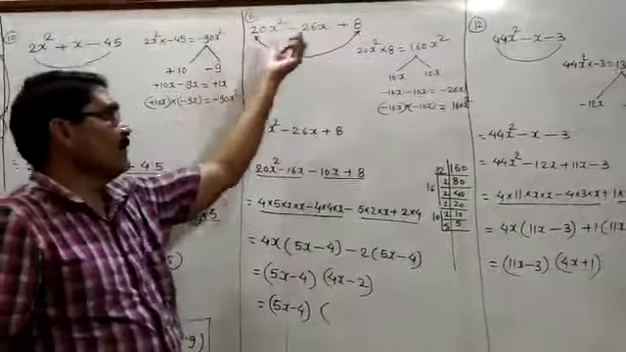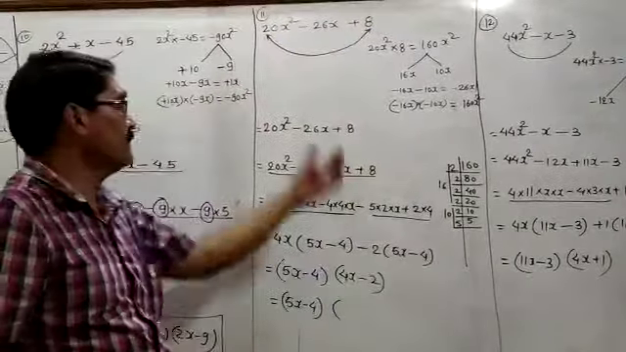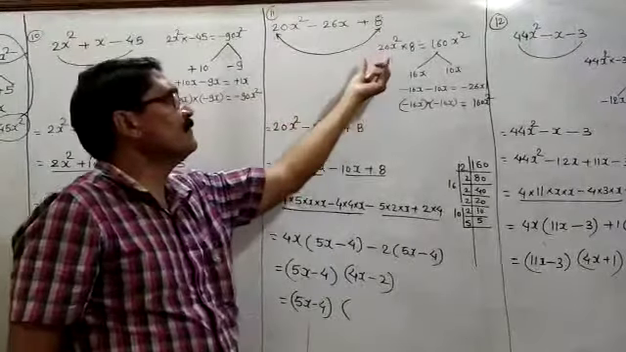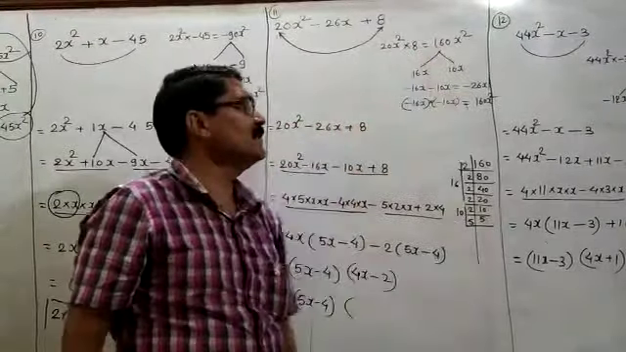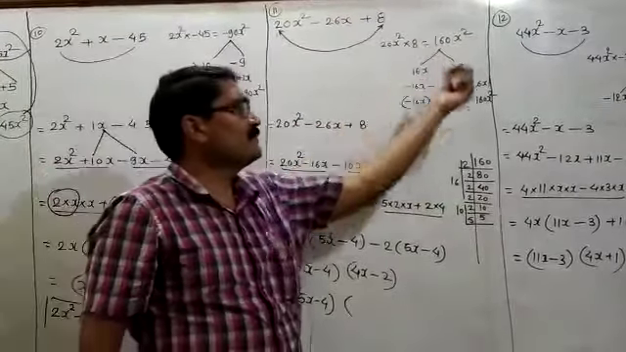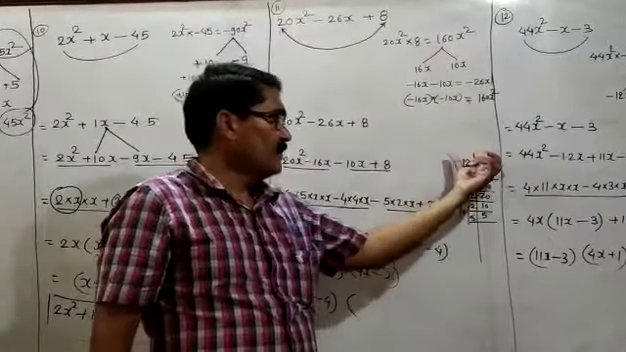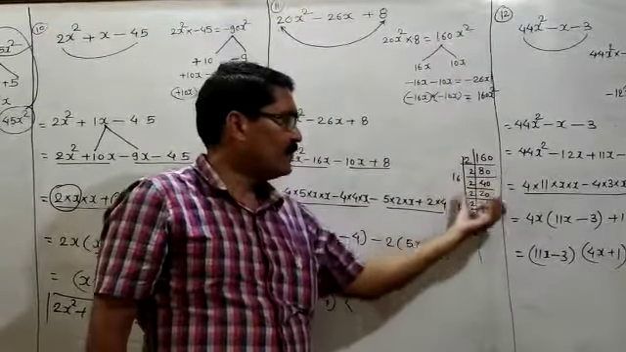Then 20x² minus 26x plus 8. The next example is 11(x). You have to do the product of the first term and the last term. 20x² multiplied by 8 is equal to 160x². Factorize 160x². If you are not able to find the factors, then you have to use the factorization method.